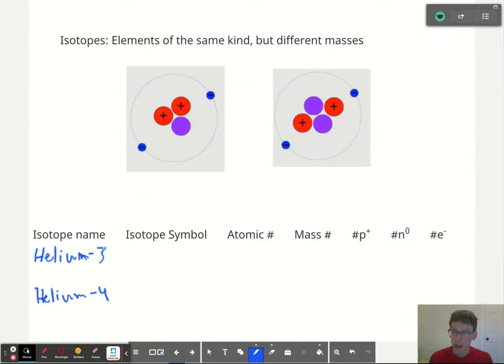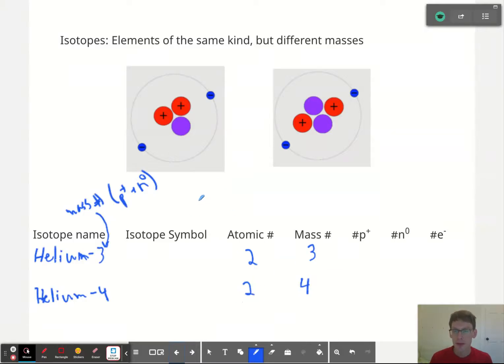Now, that 3 is the mass number, which is equal to the number of protons plus the number of neutrons. If we look in the nucleus, we have 2 protons plus 1 neutron, gives us 3. Helium-4, it's 2 and 2. I can fill in the mass numbers, since I know them to be 3 and 4. The atomic number is 2 for both of these because it's helium, and helium has 2 protons.